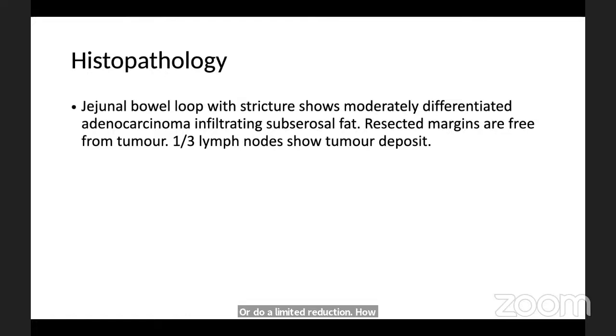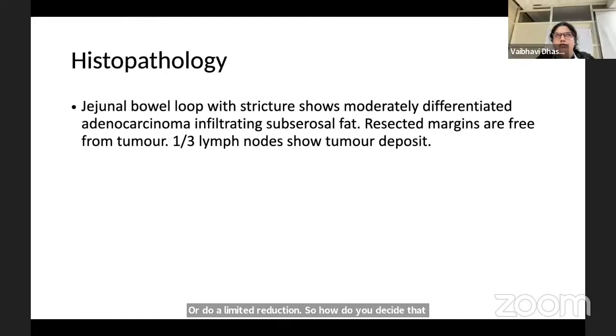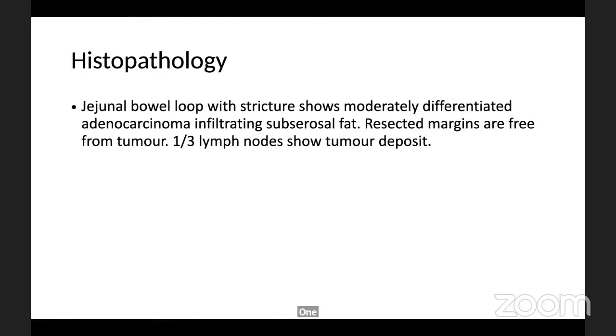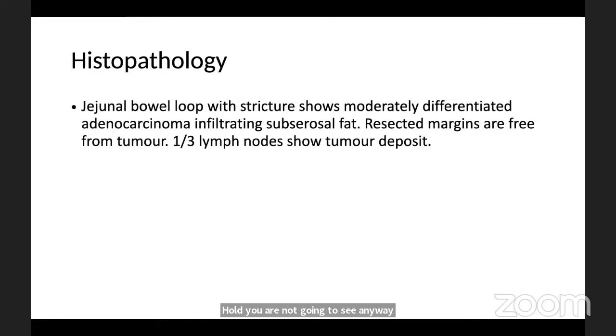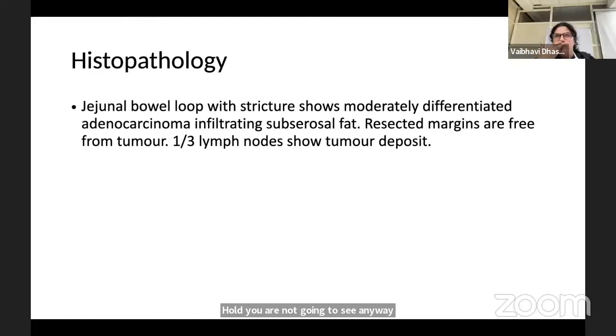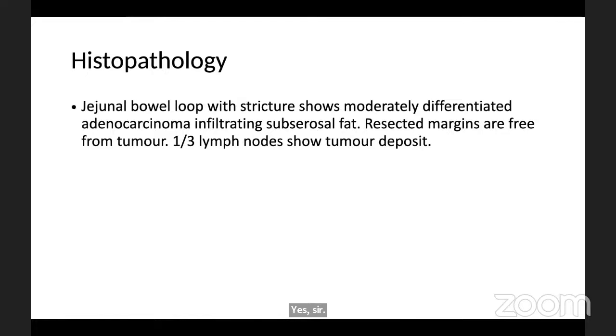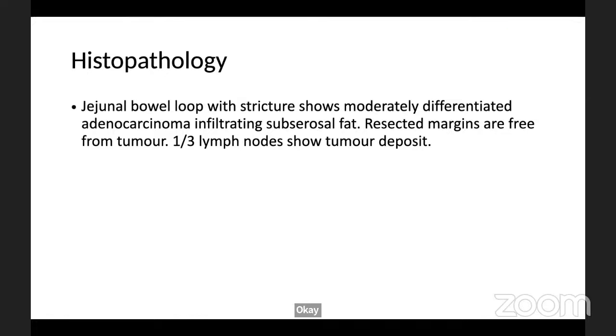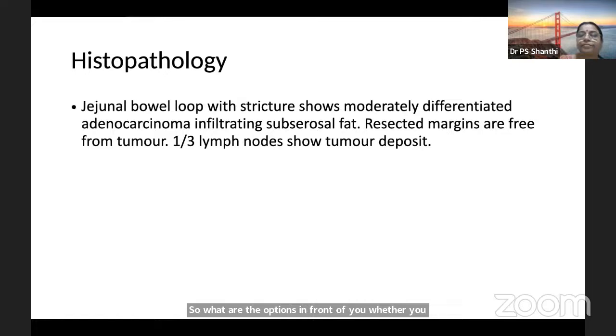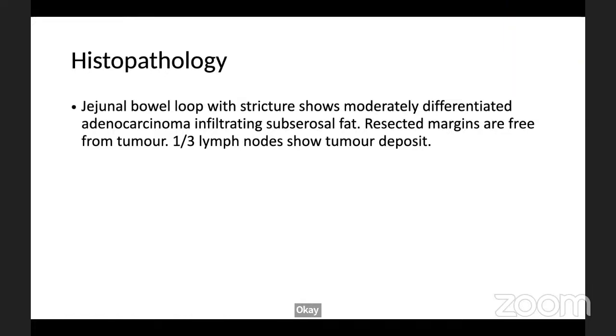So how do you decide that? Hard consistency. The folds of the stricture, if they are converging or diverging. Fold you are not going to see anyway. Yes, sir. The second thing you see is the node, right? Nodes. Yeah. So you've got one of the three nodes which are positive. So what are the options in front of you, whether you should do a proper resection or do limited resection? It's absolutely a practical question I'm asking you.